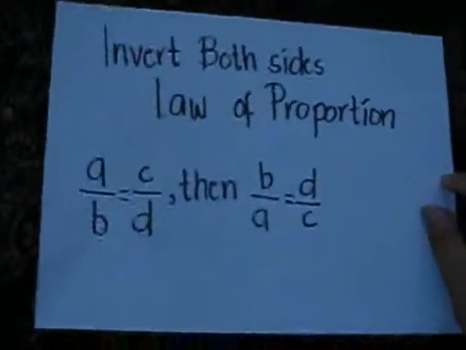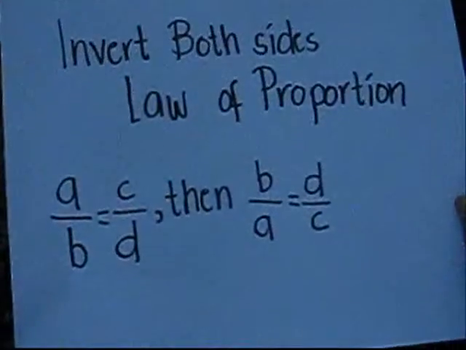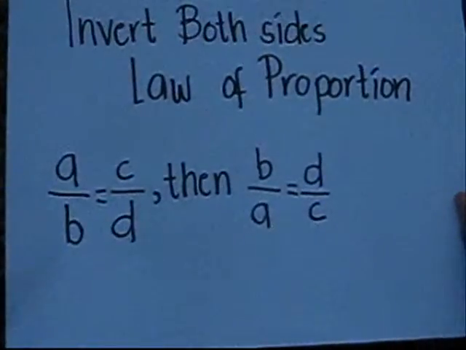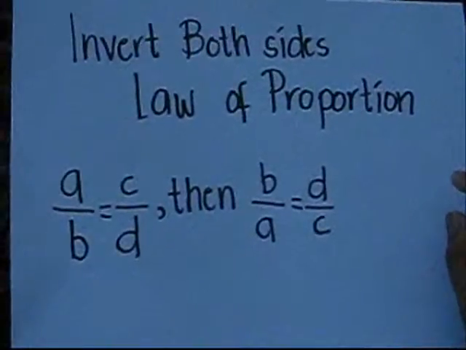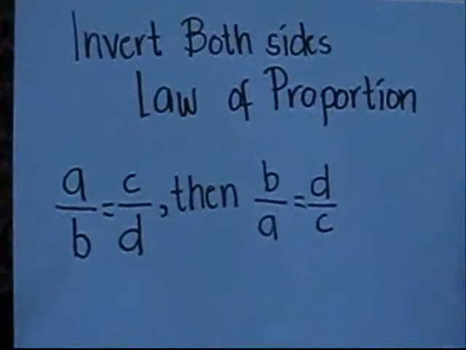The third law of proportions is the invert both sides law of proportion. If A is to B as C is to D, then B over A equals D over C, wherein A, B, C, D are not equal to 0.